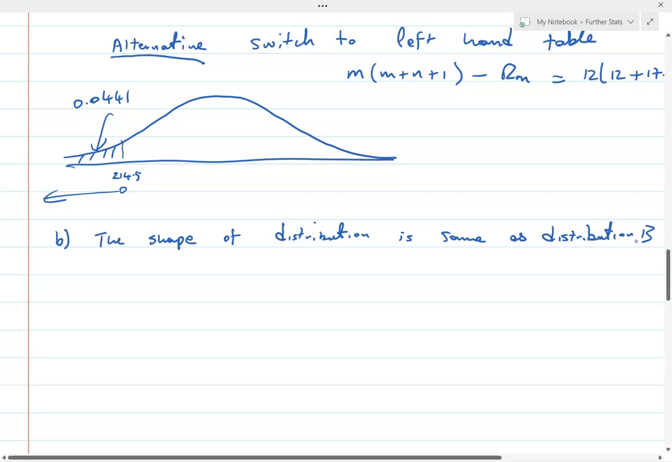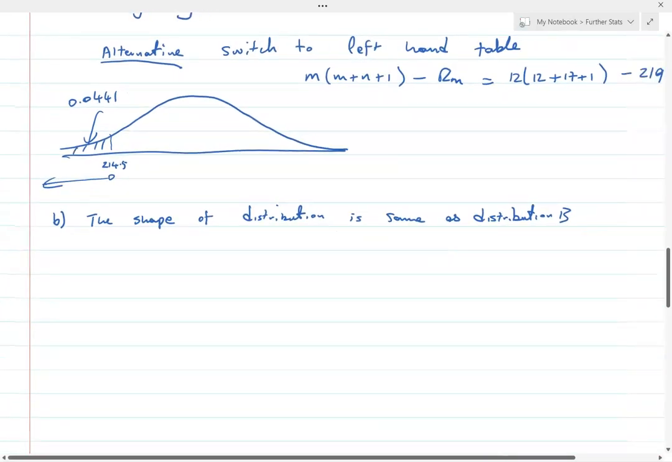The mark scheme also highlights the fact that we're assuming the sample is random, which we would do for most of these hypothesis tests. But I think being more specific to this test is probably safer. So the shape of distribution A is the same as distribution B.